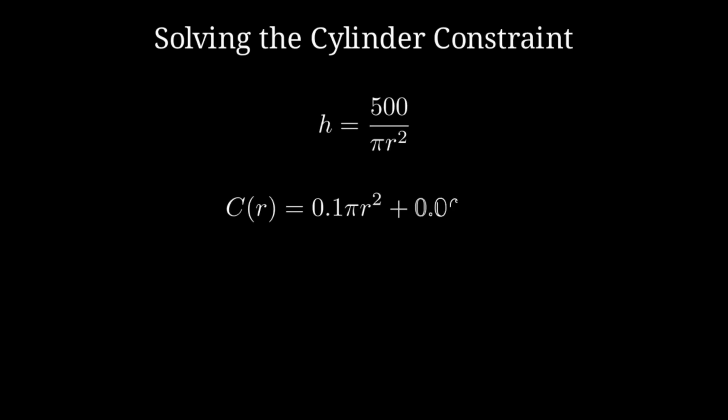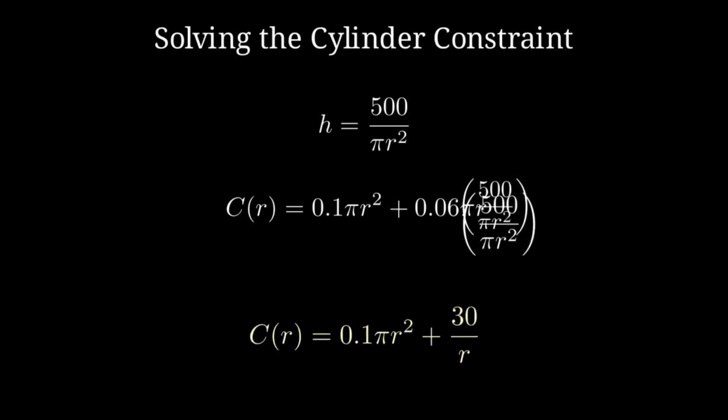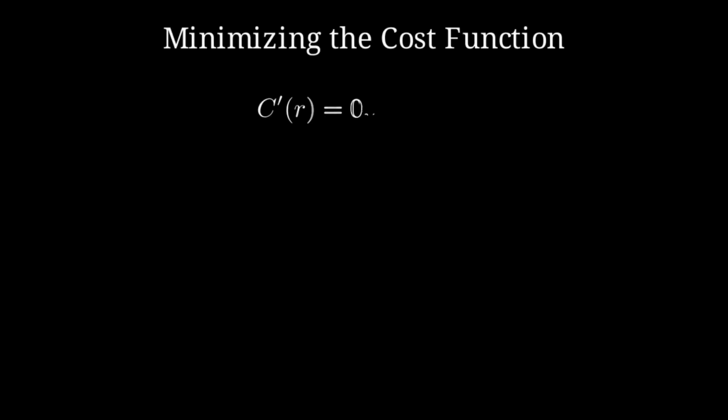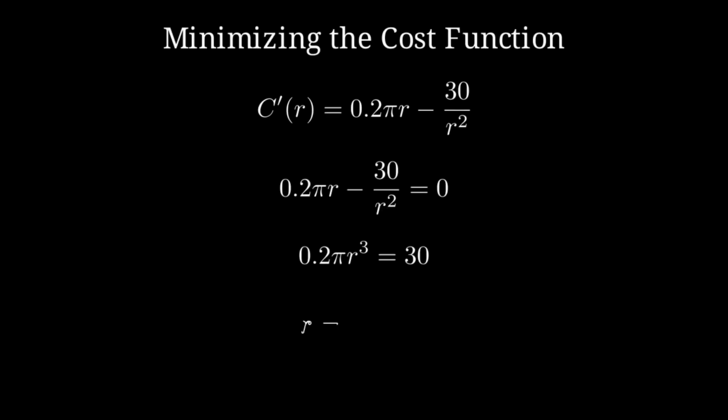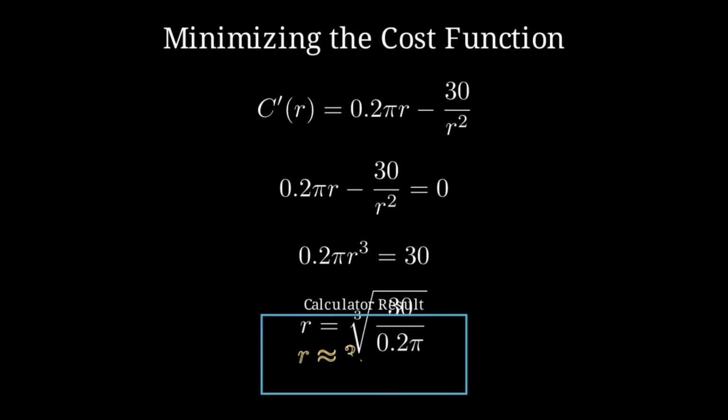We use the volume constraint to solve for h in terms of r. Substituting this into our cost function gives us a single variable equation. Notice how the pi and r terms simplify, leaving us with a clean function ready for calculus. Differentiating the cost function and setting it to 0 allows us to solve for the optimal radius. By isolating r cubed and taking the cube root, we find that a radius of approximately 3.63 centimeters will result in the lowest possible production cost.